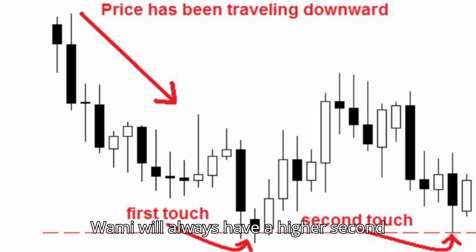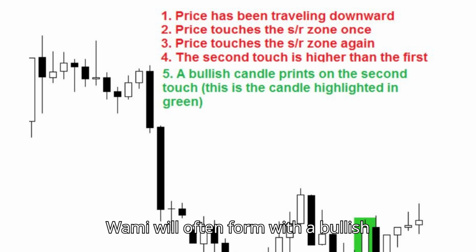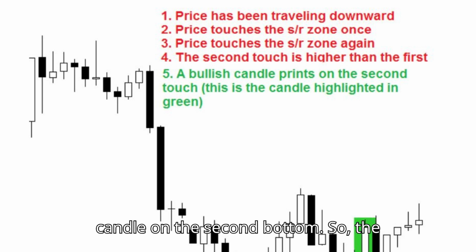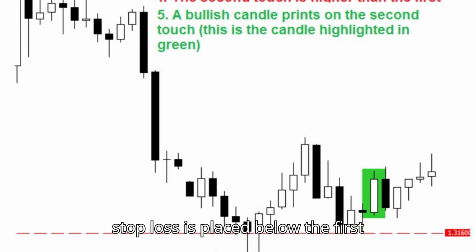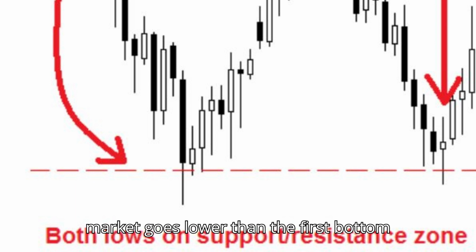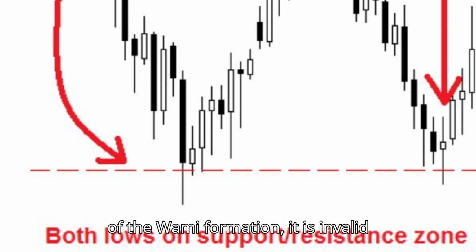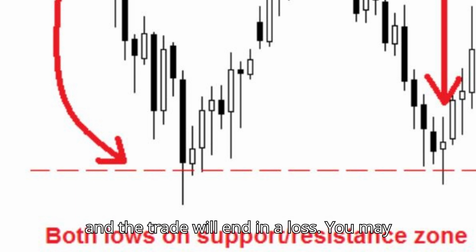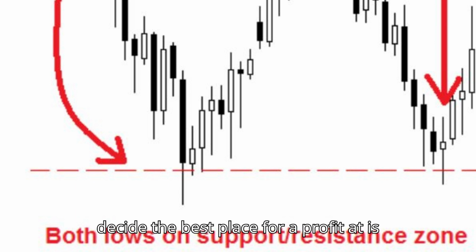A Wammie will always have a higher second bottom. A Wammie will always form on an important support or resistance zone. A Wammie will often form with a bullish candle on the second bottom. So, the stop loss is placed below the first bottom of the Wammie formation. If the market goes lower than the first bottom of the Wammie formation, it is invalid and the trade will end in a loss.